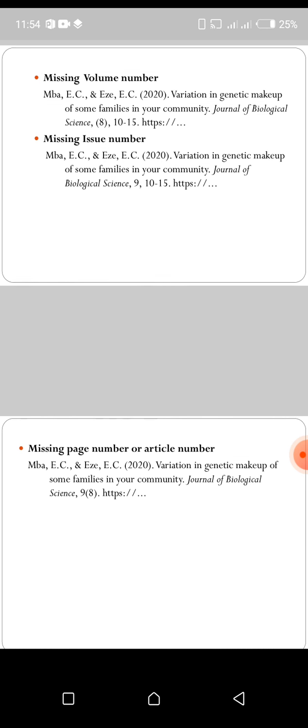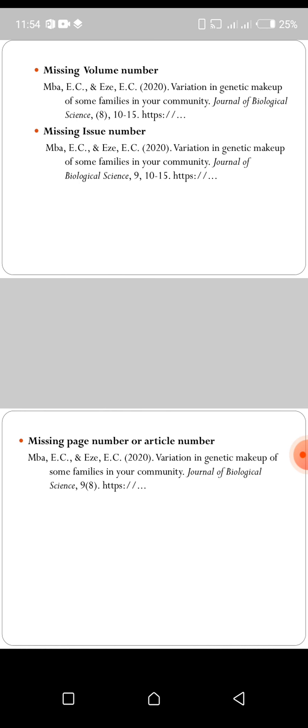What of a missing issue number? You can see after the journal title in this example, we have 9, then 10 to 15. 10 to 15 is the page range, 9 is the volume number. You can see nothing again, no number in the brackets. It means there is no issue number. Reference without it, it is acceptable.